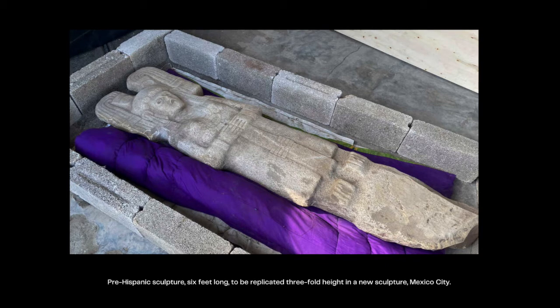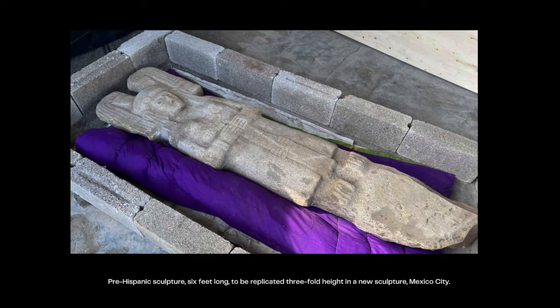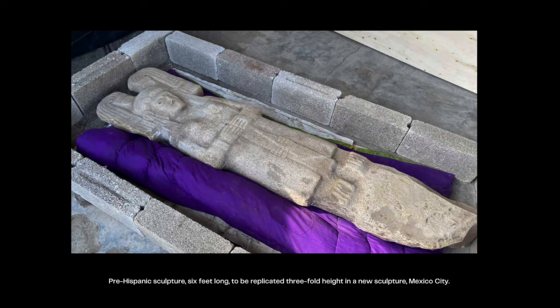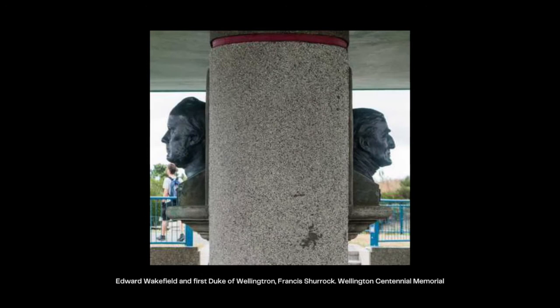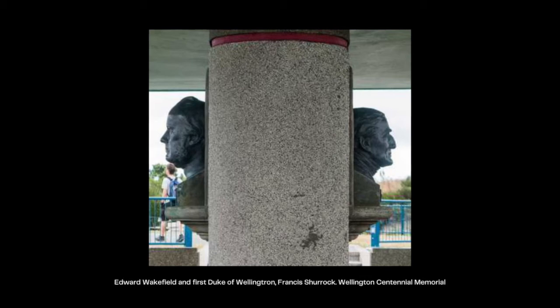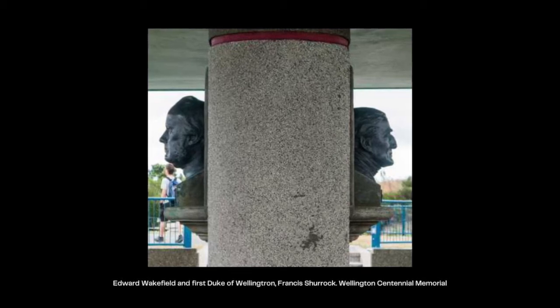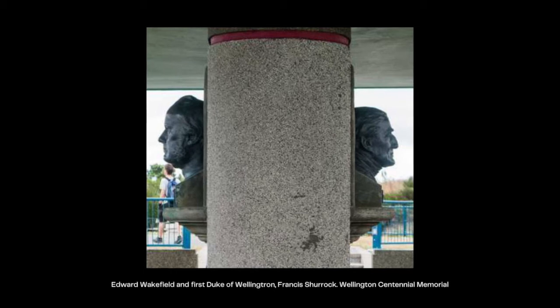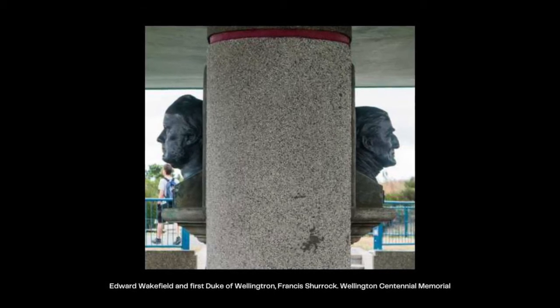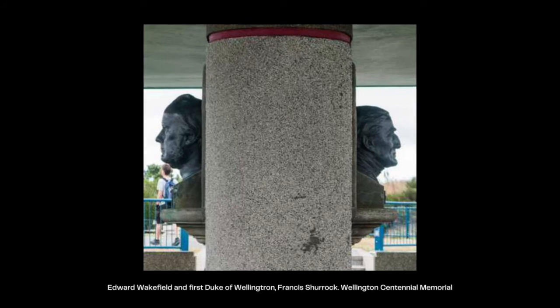Sculptures of people in Wellington have not been the subject of any such attacks recently or demands for removal. The nearest that I am aware of is one demand that the busts by Francis Sharrock, of Edward Wakefield and the first Duke of Wellington, embedded in the Wellington Centennial Memorial on Mount Victoria, should be removed or at least deprived of their historic heritage status, on the grounds that they represent a racist colonial past. They are apparently quite frequently vandalised, but so far have stayed put.